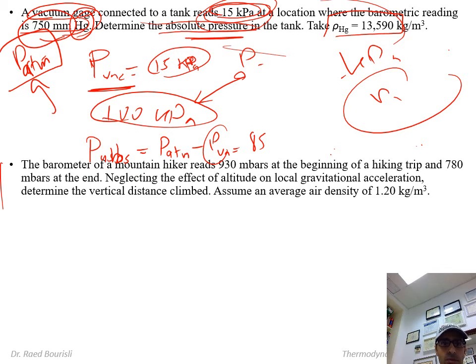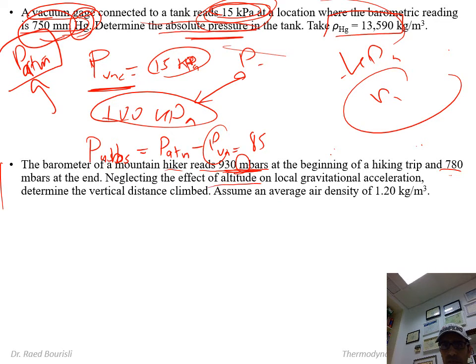Okay, so another barometer problem. It looks like I made two copies back to back. The barometer of a mountain biker reads 930 millibars at the beginning of a hiking trip and 780 millibars. Well, millibars means this is multiplied by 1000, so this is bars, so this is 0.930. You multiply by 1000 you'll get 930, but it will be millibars. So 0.93 bars or 0.78 bars at the end.